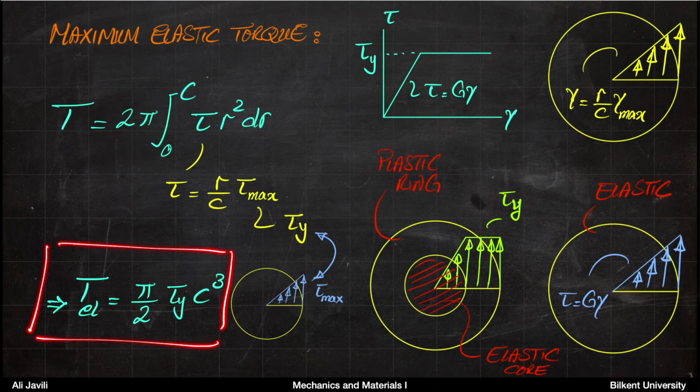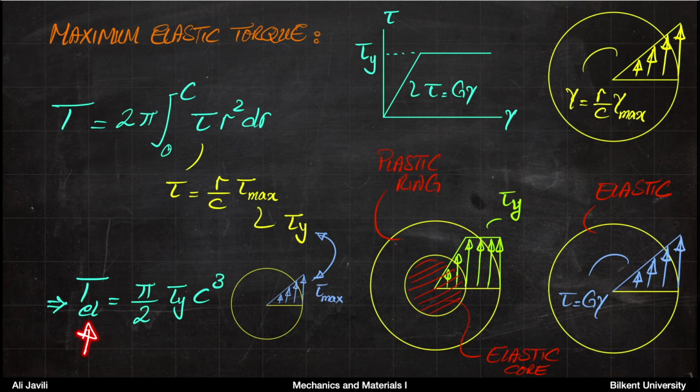So it's pi over 2 tau y c to the power of 3. Now this relation is important because it tells you that this is the maximum torque you can apply and still the shaft will behave elastically. Or otherwise, it means if you unload the shaft with this much torque, you are always in the elastic regime, and if you go up like this, you come back to the same point.